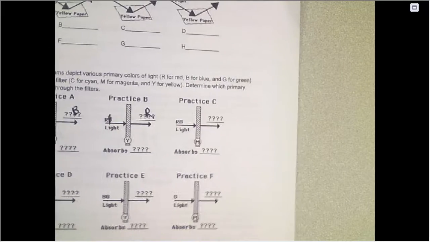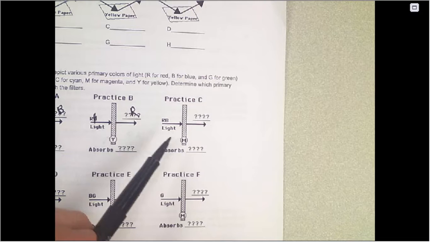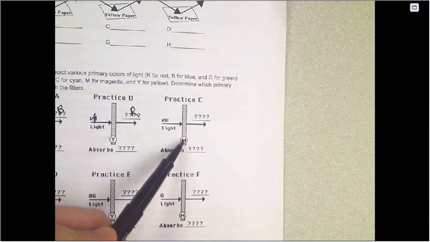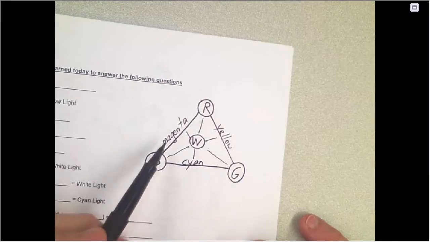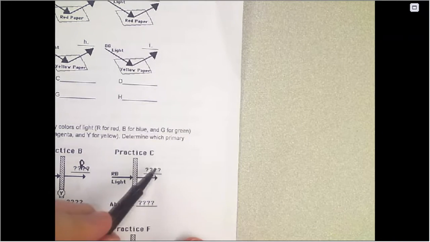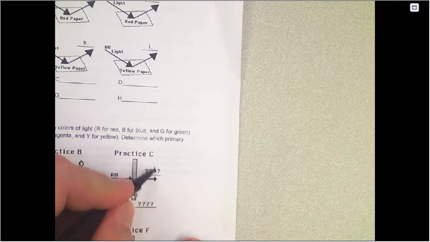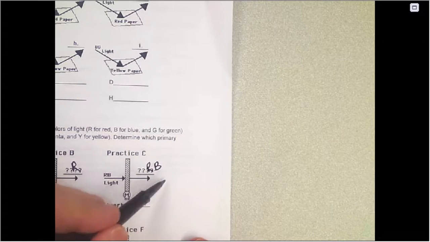And then practice C. Red and blue, again, are shown through a magenta filter. Again, going back to our color wheel, magenta is made up of red and blue. So if red and blue are shown through, magenta will allow red and blue to come through as well, and you will see magenta come through.